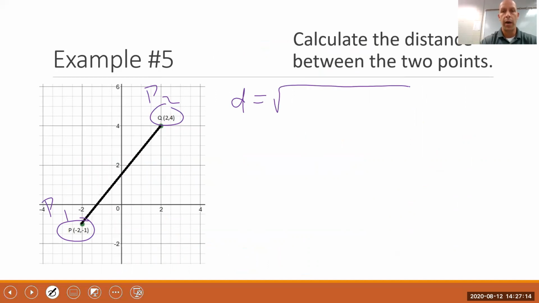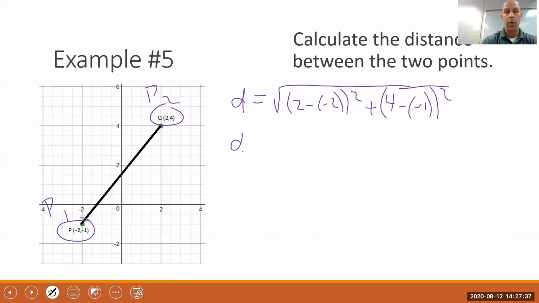It's going to be the square root of (2 minus negative 2) squared plus (4 minus negative 1) squared. Remember, that's my x2 minus my x1, my y2 minus my y1. Minus a negative is plus a positive. So 2 plus 2 is 4, so that's 4 squared plus 5 squared.